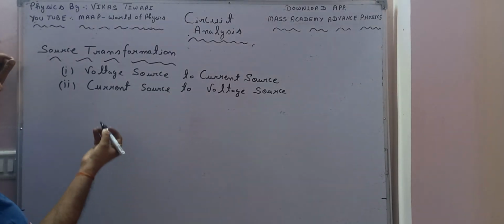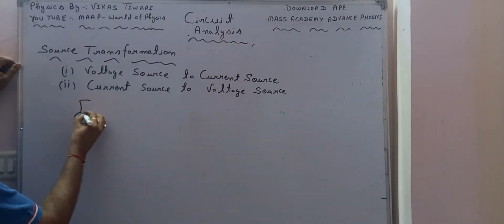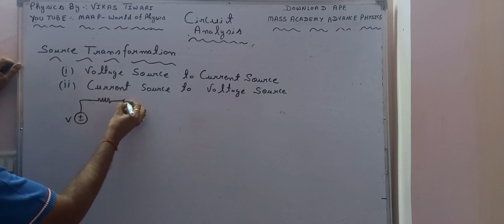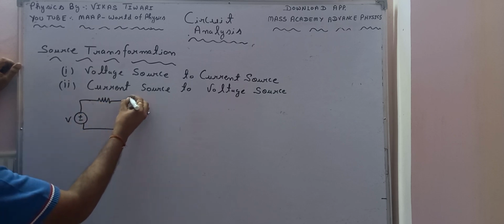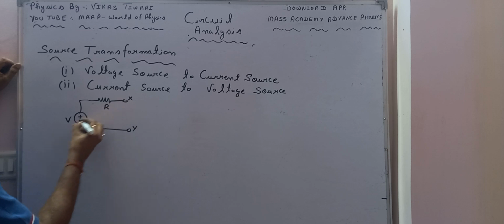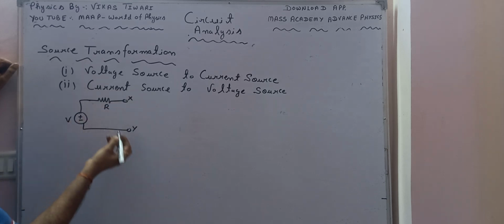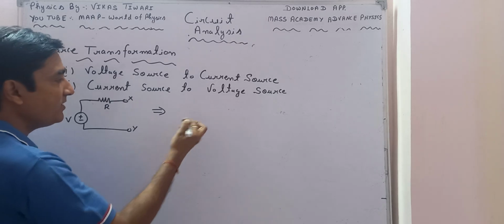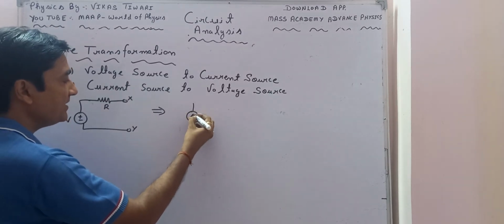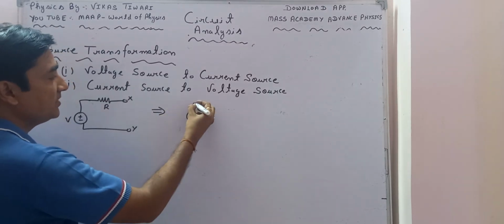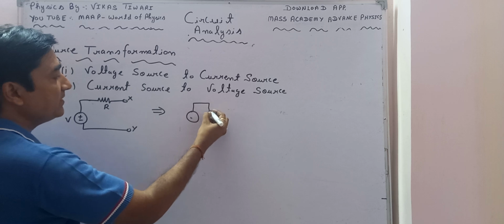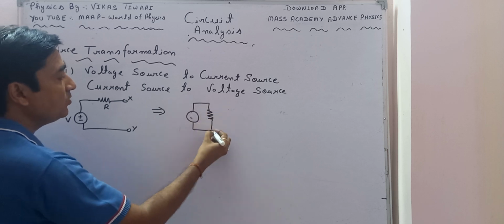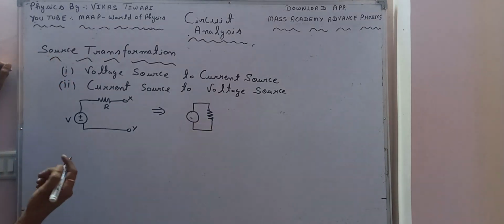Okay, so say there is a voltage source V, and the resistance across these two points X and Y is R. We can transform it into a current source. How? As I have already told you, make a current source and put a resistance in parallel to it. The only question is what should be the direction of the arrow?